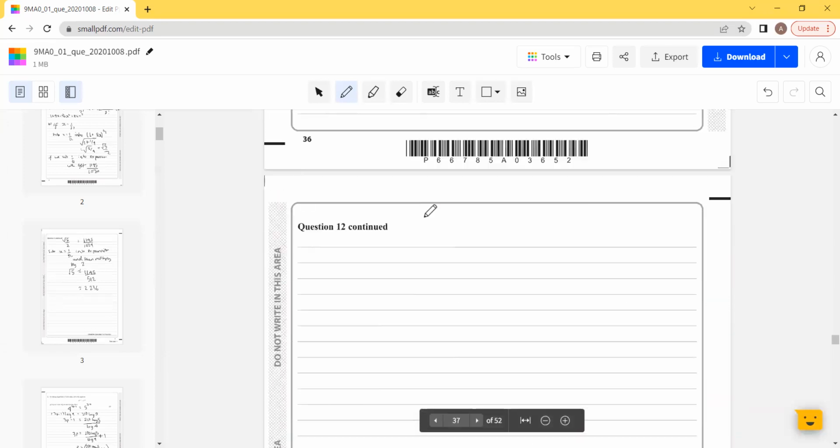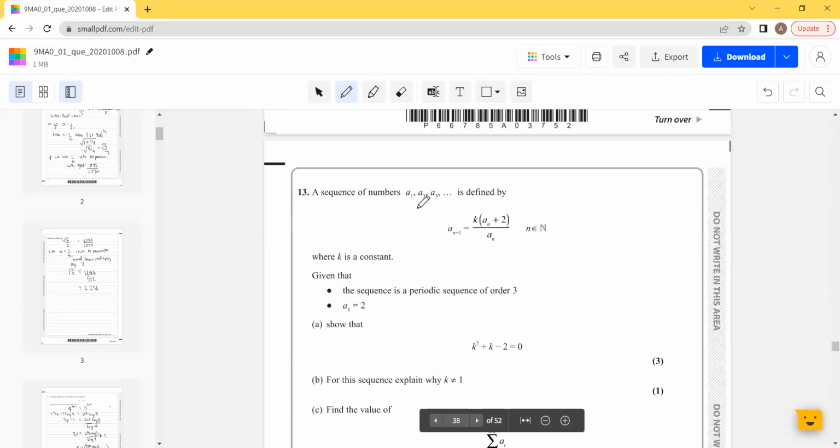Okay. Question 13. A sequence of numbers a1, a2, a3 is defined by a(n+1) equals k times (a(n) plus 2) over a(n), where k is a constant. Now we're also told that the sequence is a periodic sequence of order 3 and a1 is equal to 2. So now we basically have to show that k squared plus k minus 2 is equal to 0.